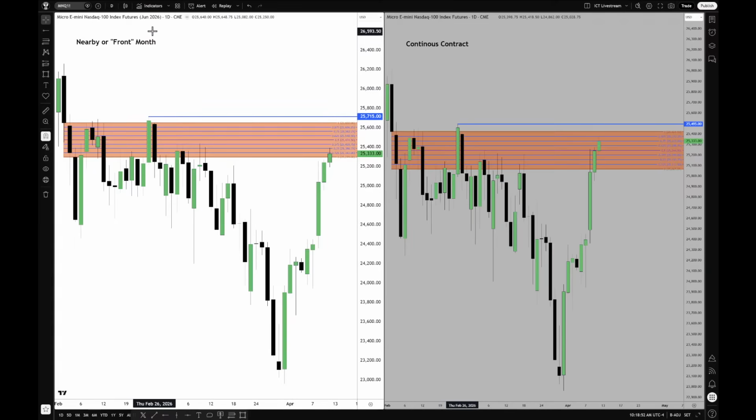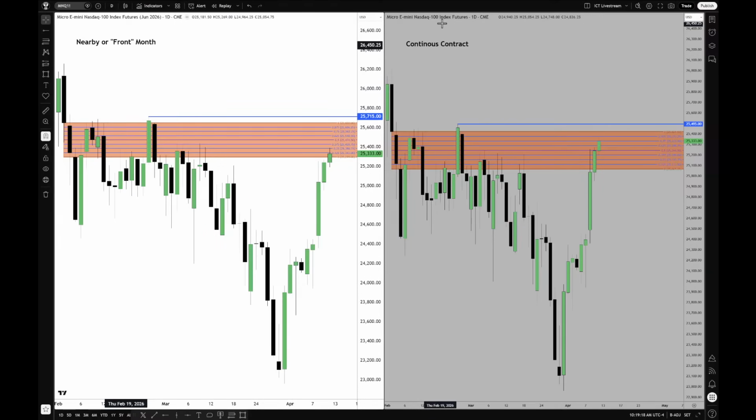It's a time traveler in me. Got to watch out. June delivery contract of the micro E-mini NASDAQ futures contract, or as we call it, MNQ. It's the actual delivery contract month because it has a month name in its title. But over here, it's lacking that. So that's the continuous contract.